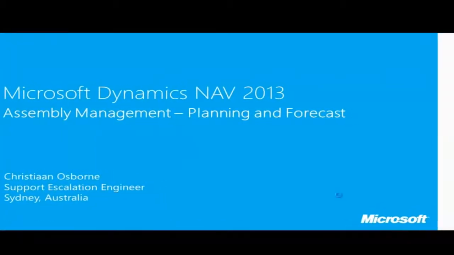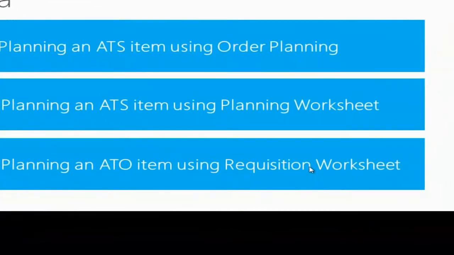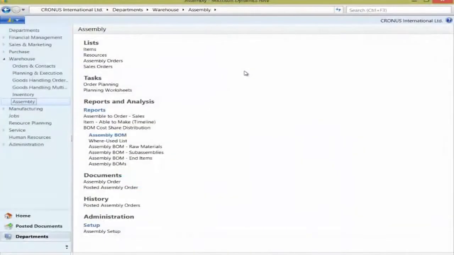Okay, so just moving to the next slide that covers the agenda. The demo script consists of three parts. The first part will cover the use of order planning for an assembly to stock item. The second part will cover the use of planning worksheet for an assembly to stock item. And the final third part will cover the use of requisition worksheet to plan components used in an assembly to order environment. Okay, so now just moving to NAV 2013.